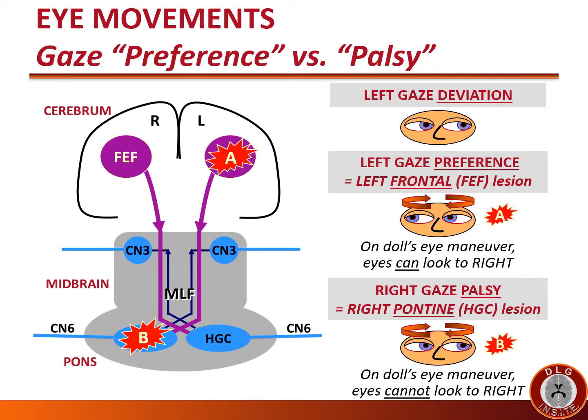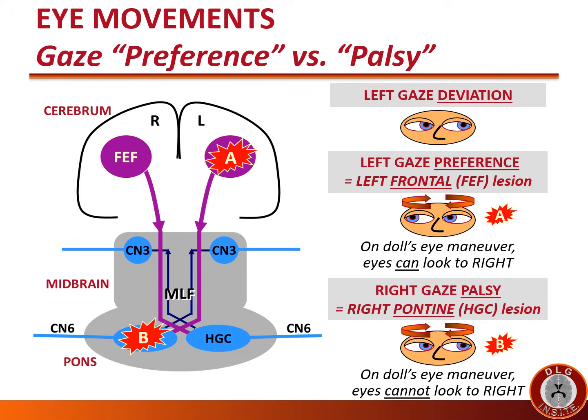So once again, gaze deviation may be due to gaze preference or gaze palsy. Let's look at an example of left gaze deviation. Both eyes are looking far to the left. One must figure out if this is a frontal lobe problem or a pontine problem.